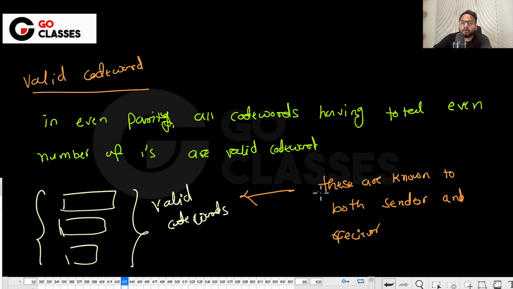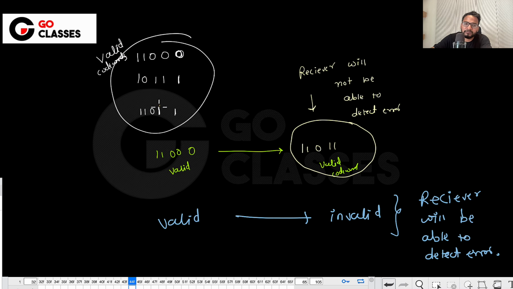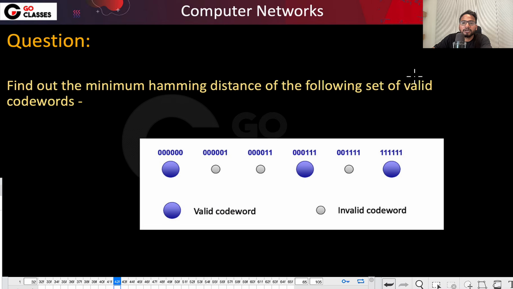So valid code words are known to both sender and receiver. The receiver also knows that the total number of ones should be even. Let's suppose these are the valid code words. The sender will be sending one, but after some bits get flipped, this might get converted to this, or this might get converted to some other valid one, which the receiver will not be able to detect, which is fine. Anyway, the question here is different.